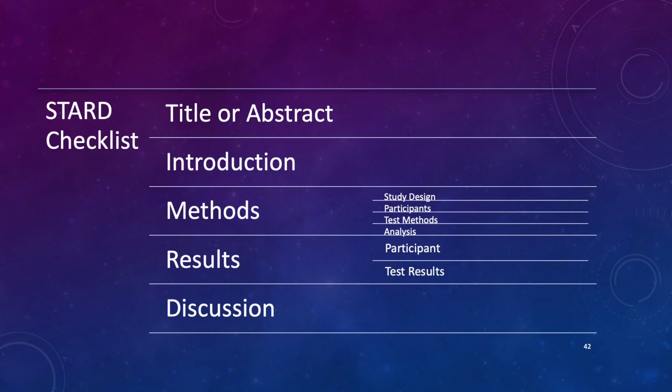So here is the first part of a STARD checklist. So title or abstract, introduction, methods. Under methods, we have the study design, participants, the test methods used, and analysis. Under the results, we have the participants, the test results, and the discussion of the results.